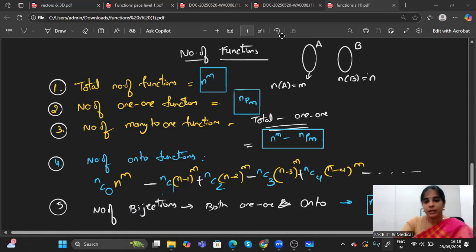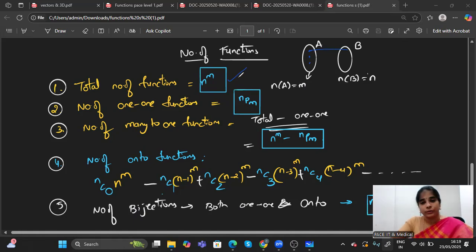Just think about it: each and every element from set A will have n options. Even for the second one, there are n options. Even for the third one, there are n options. So for all the m elements, you have n options: n into n into n, and so on till m times. That's how you get n to the power m.